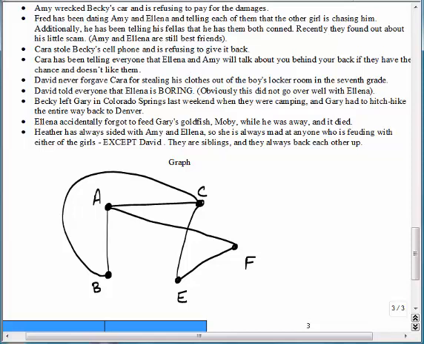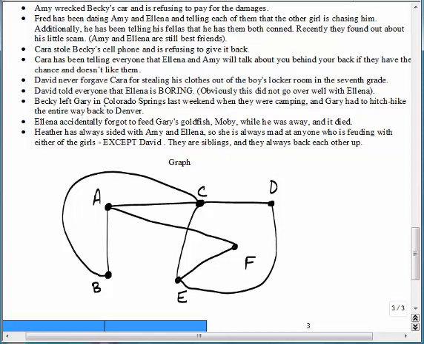Alright, David never forgave Cara for stealing his clothes out of the boys' locker room in the 7th grade. So David and Cara don't like each other. We don't have a D yet, so let's put D down. So David and Cara don't like each other. David told everyone that Elena is boring. Obviously this did not go over well with Elena, so David and Elena shouldn't be together.